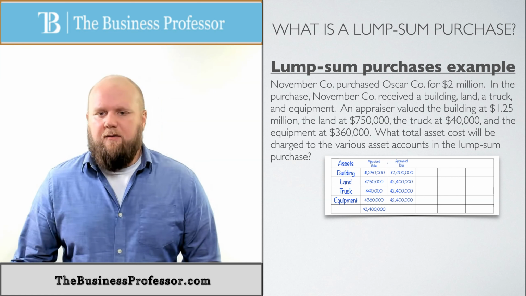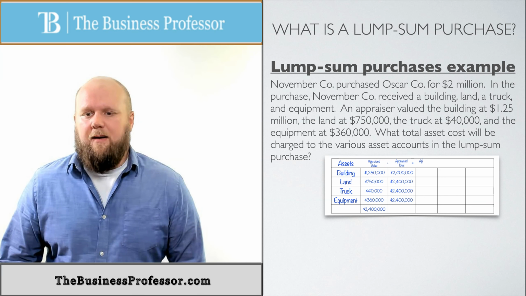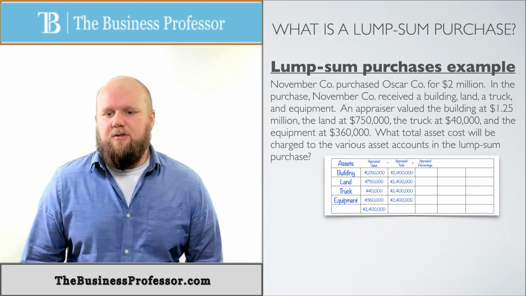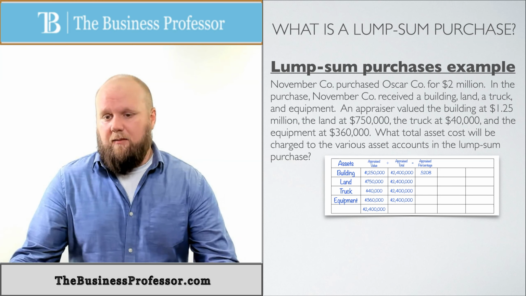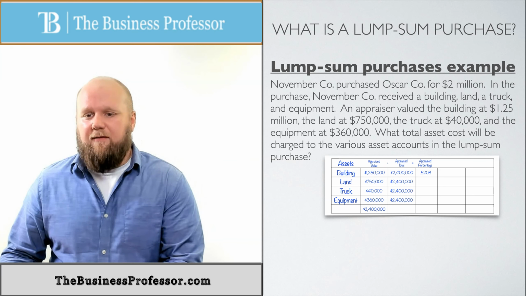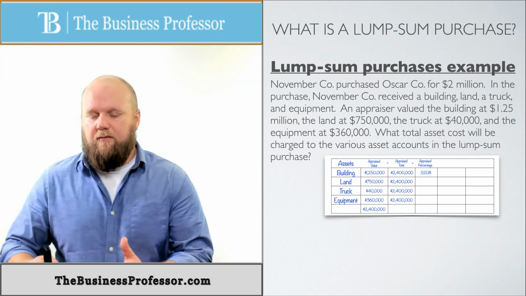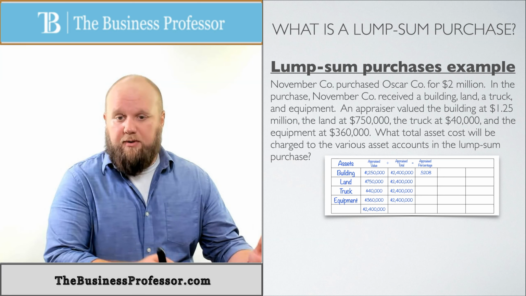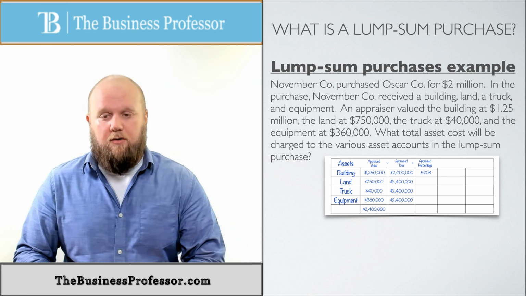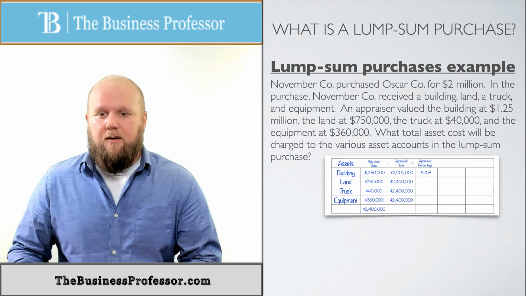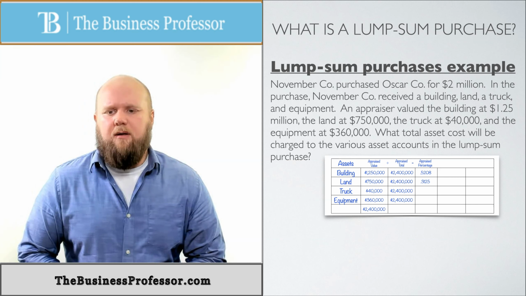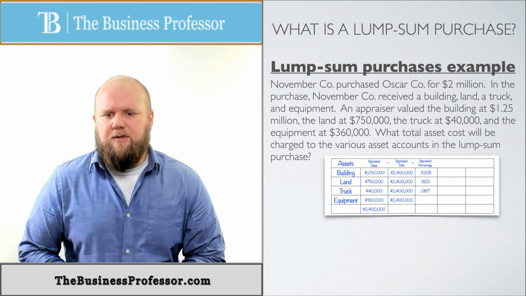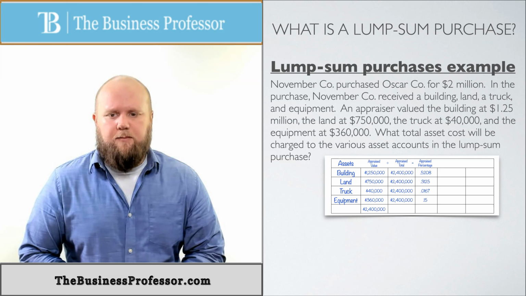When I divide that, that's going to give me a percentage, and that percentage is going to tell me what the appraised percentage is. For the building, it's going to be roughly 52.08%. What that's telling me is that a little over half of the appraised value is going towards the building. So that means over half of the purchase value is also going to go to the building. The land is going to be 31.25%. The truck is going to be 1.67%, and the equipment is going to be 15%.